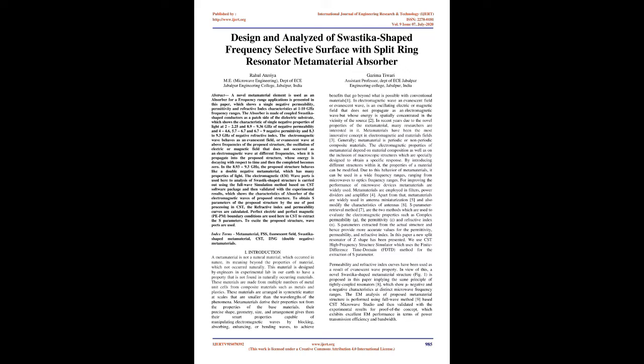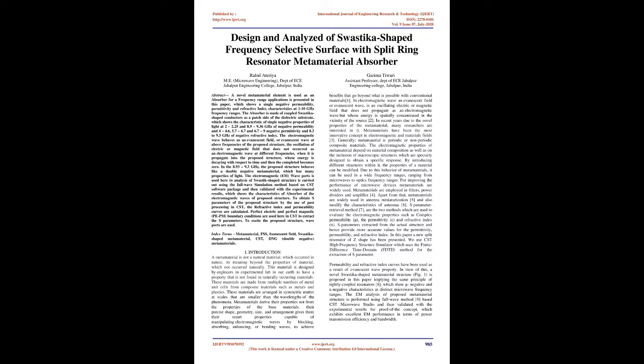Introduction. A metamaterial is not a natural material that occurs in nature; its meaning is beyond the properties of materials, which do not occur naturally. This material is designed by engineers in an experimental lab to have a property that is not found in naturally occurring materials. These materials are made from multiple metal unit cells of composite materials such as metals and plastics, arranged in a symmetric manner at scales smaller than the wavelengths of the phenomena.